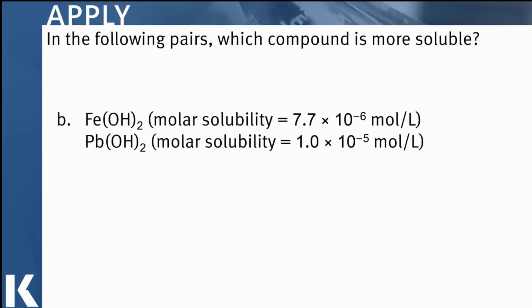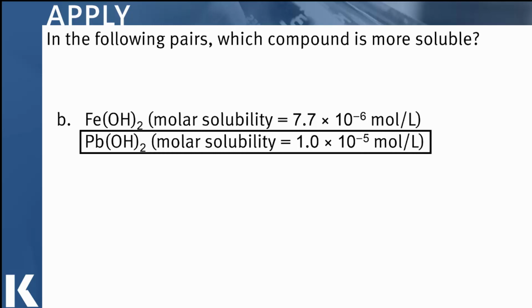Be that as it may, we can make the same comparison. We simply have to compare the molar solubilities. So we're looking for the higher number. And again, we have very small values. We have negative exponents here. But with negative exponents, of course, the smaller number is the larger number. So therefore, almost, not quite, 10 times more soluble is the lead hydroxide compared to the iron hydroxide. Let's take a look at one last example.